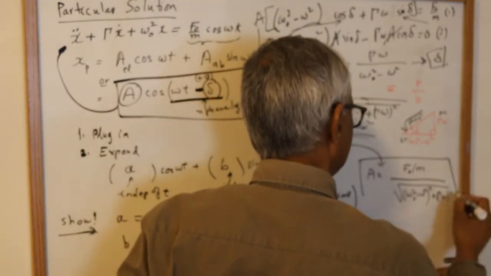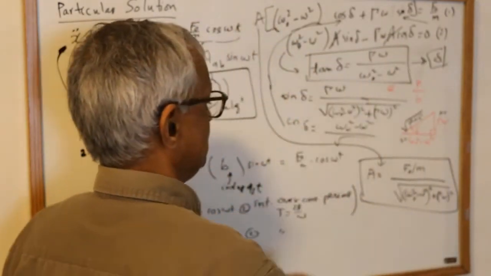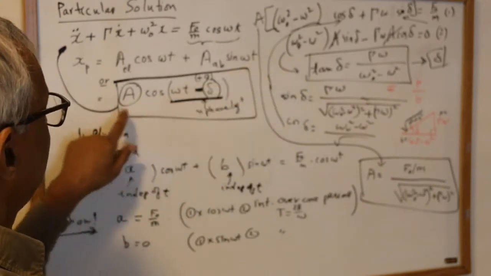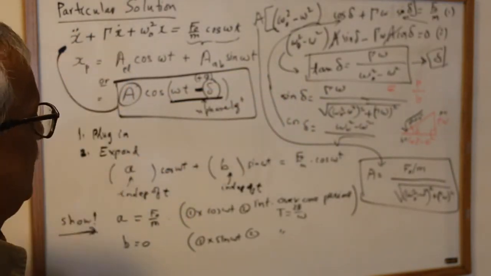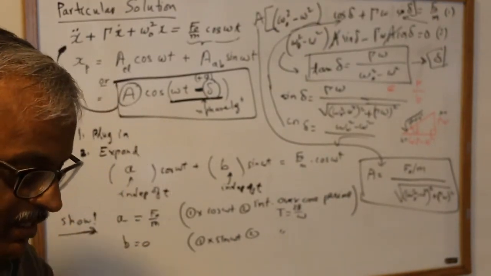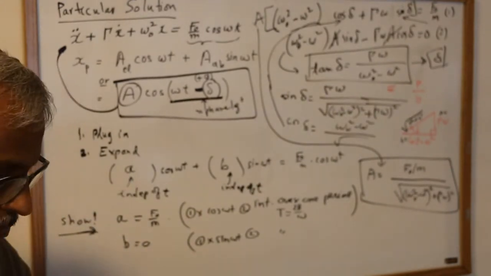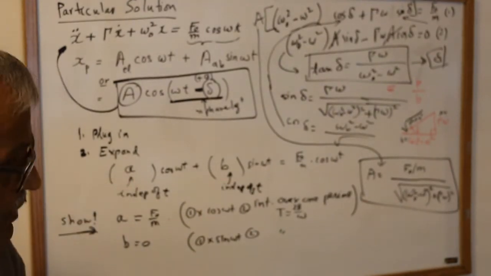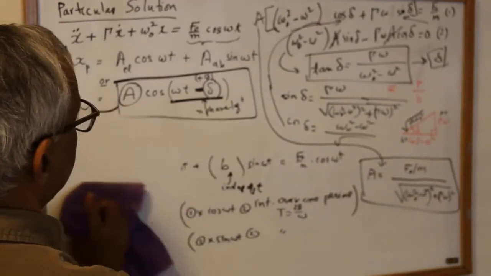So A just becomes that, and delta just becomes that. This is called the particular solution of this equation. A general solution of this equation actually involves a full solution, so to say. The general solution will be the complete solution, where another term is also included.